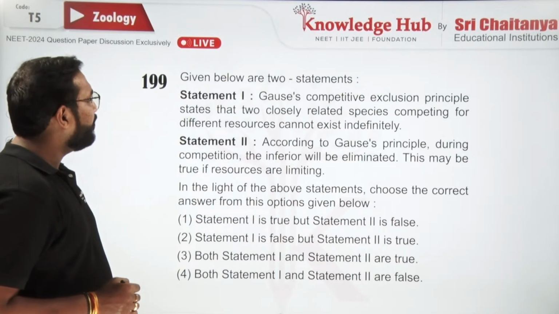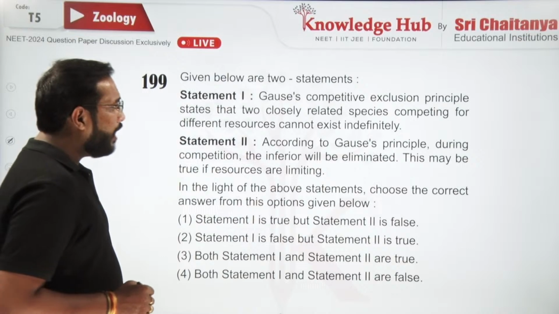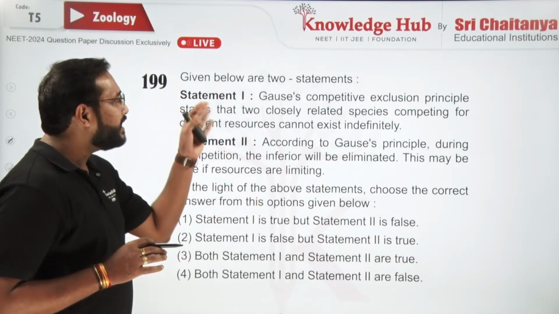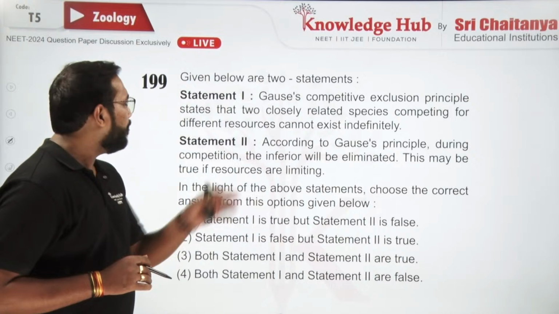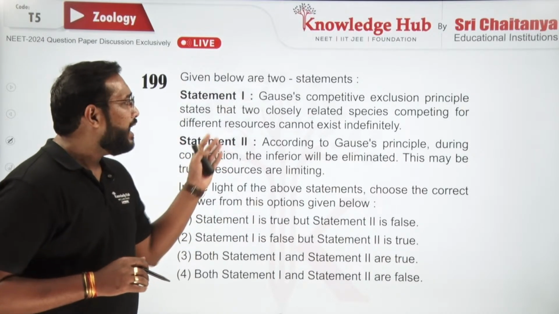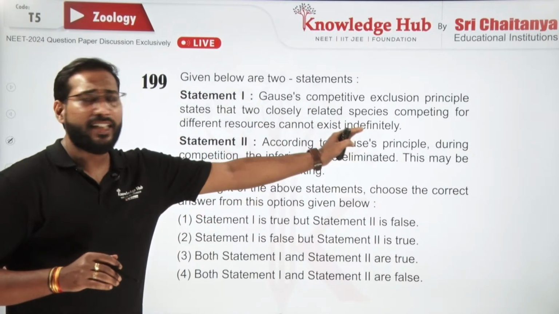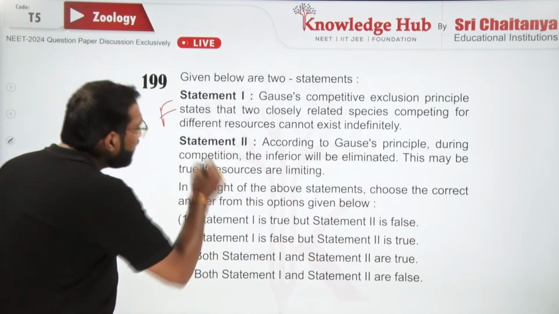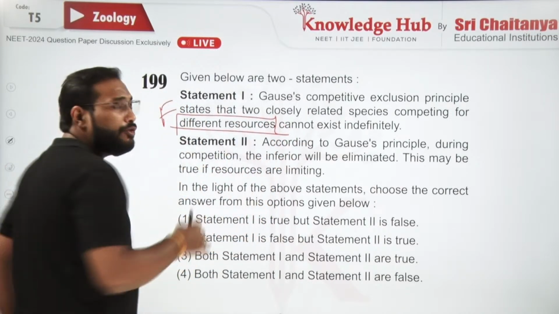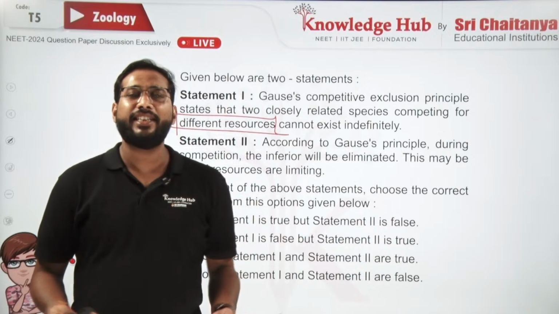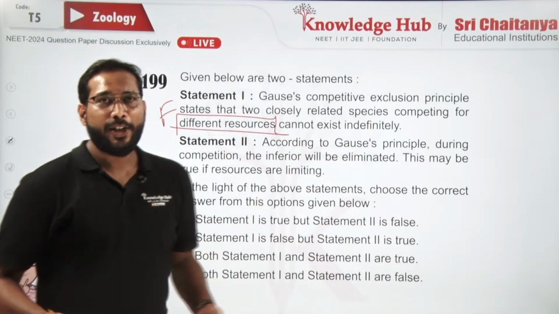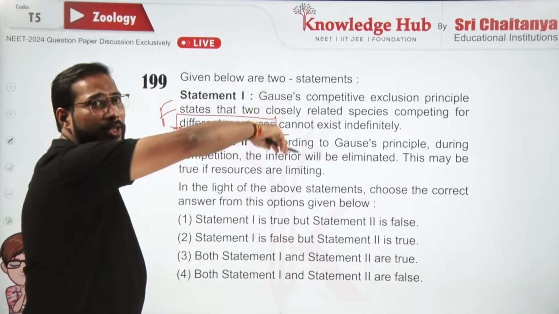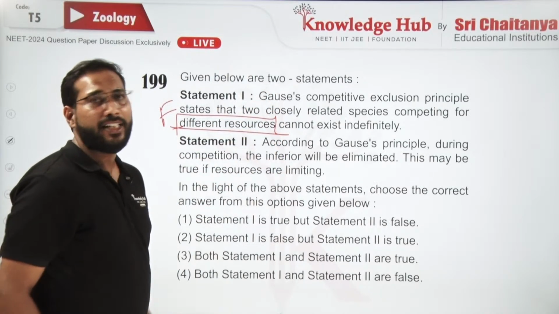Okay. If we see the next question, Gause's competitive exclusion principle states that two closely related species competing for different resources cannot exist indefinitely. No, this is false. Why is this false? Because they are using different resources. If you are going for different resources, where is the competition? You have to go for the same resources, then only you will have competition, then only Gause's competitive exclusion principle will come into play.